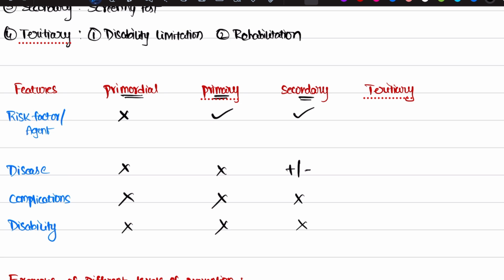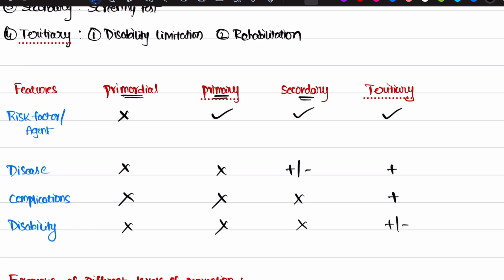See, in tertiary, absolutely risk factor is present and disease is for sure present, and complications. Here the main aim of us in tertiary is to prevent the disease complications. Complications are absolutely present, but disability is sometimes present or sometimes absent. So by just looking at this table, you can easily understand whether the risk factor, disease, complications and disability are present or absent in each level of prevention.